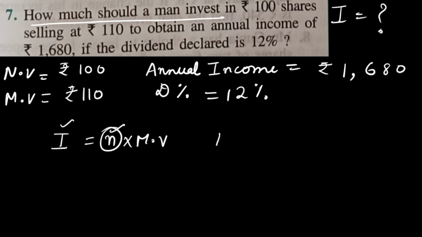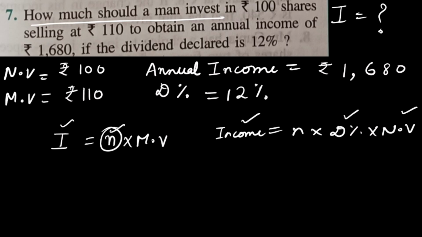Now let's see the second formula. In the second formula, I gave you total dividend, which means annual income also. So I'll be writing in terms of that. Annual income is equal to number of shares into dividend percent into nominal value, right? If you see this formula, annual income we know, N we don't know, dividend percent we know, and nominal value also we know. That means we can make use of this formula.